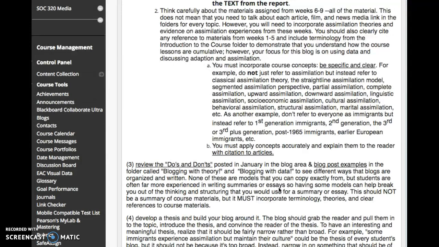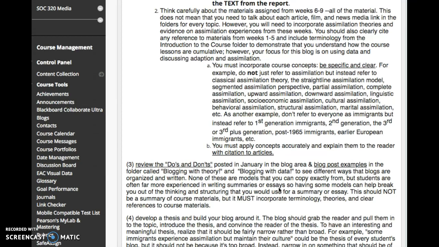I give some examples here. I don't really just want to see the word assimilation hanging out there by itself, right? We have qualified that word in a number of ways. If we're thinking about theories, is it classical assimilation theory, also known as the straight line assimilation model? Are you talking about segmented assimilation perspective with upward assimilation, downward assimilation, partial assimilation, right? Are we thinking about complete assimilation, linguistic, socioeconomic, and so on? I list a bunch of examples here, but you should be picking up on them in the readings for the last several weeks. So again, you want to be really specific.